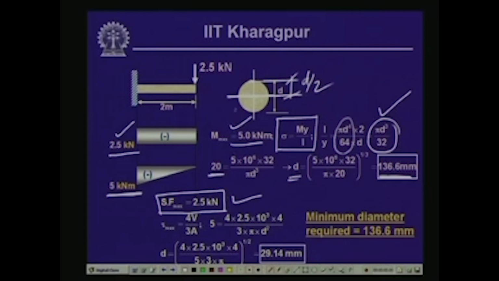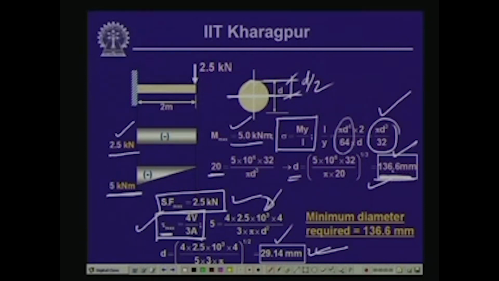As you know, we are interested in evaluating the maximum shearing stress, as we cannot compute the shearing stress at any other point in this circular cross section. So, tau max equals 4/3 V by A, as we have seen, and if we substitute the limiting value of the shearing stress in this expression, we get the value of d as 29.14 millimeter. Out of these two values, corresponding to bending we have d as 136.6 millimeter, and corresponding to shear we have 29.14 millimeter.